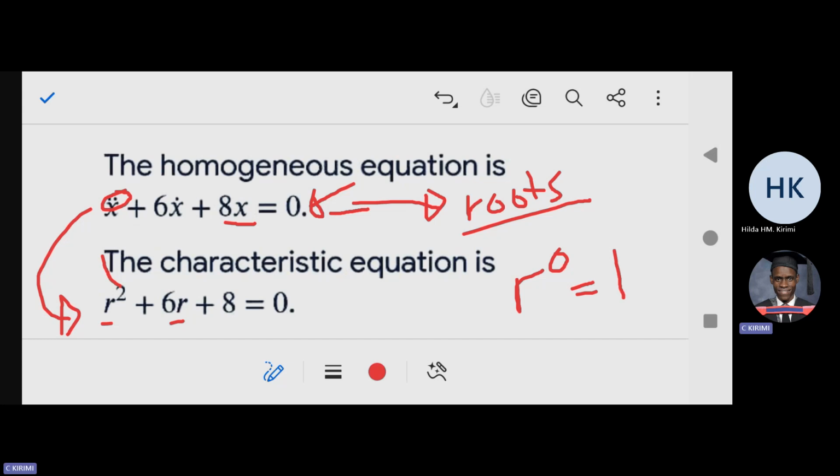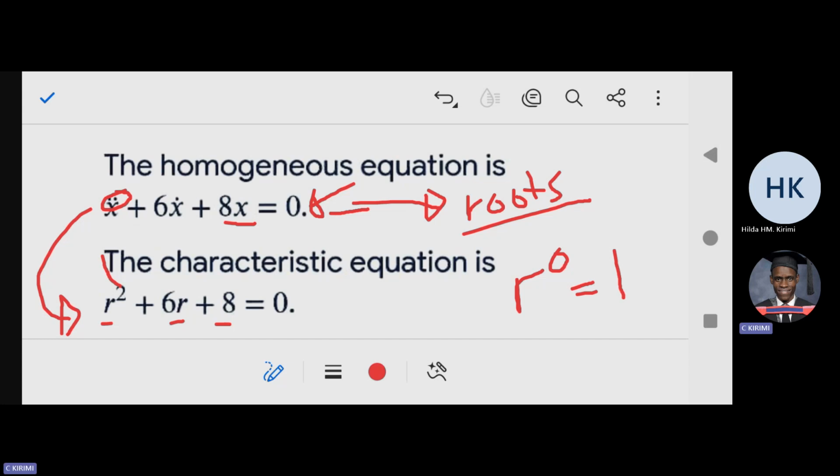So these R's are indicating the order of derivative. Is it the first order derivative, second order derivative, or there is no derivative at all, which means it's R to the power 0. Here there was no derivative. That's why R to the power 0 is 1, and 1 times 8 is just 8. Any question here?